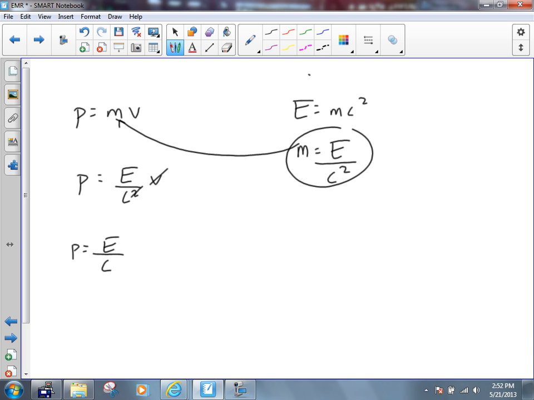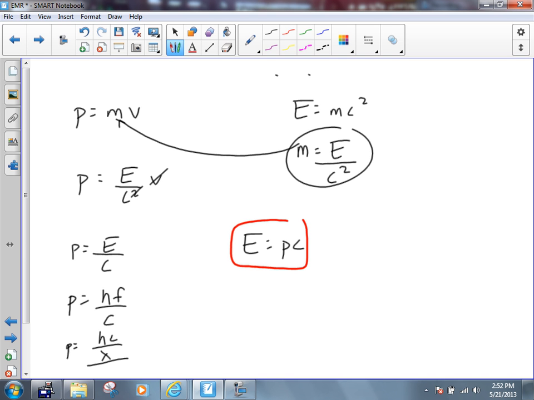On your data sheet, it actually appears this way: E is equal to p times c. So instead of solving for momentum, on your data sheet, we solve for energy. The energy of the photon is momentum times the speed of light. Now, we can sub in hf for the energy as well, because we know that E is equal to hf. That equation doesn't appear on our data sheet. We can also sub in hc over lambda for the energy. So it becomes hc over lambda over c, which, of course, the c's cancel. We're left with p is equal to h over lambda. That one does also appear on your data sheet.